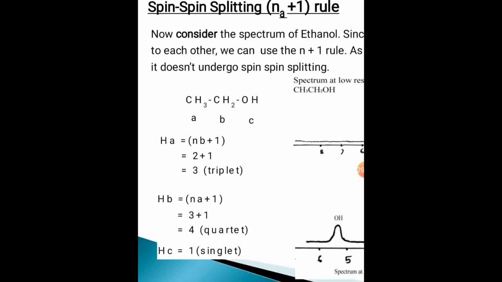Now the number of multiplets for the CH2 set, or the B set, equals Na plus 1. Its neighboring set of protons is the Na, or A set. Here we are not considering Nc because it does not undergo spin splitting. So Hb equals Na plus 1. The number of protons for the A set is 3, 3 plus 1 equals 4. It gives a quartet.